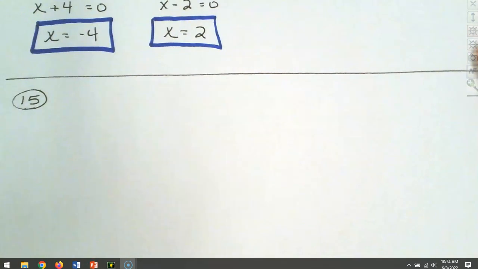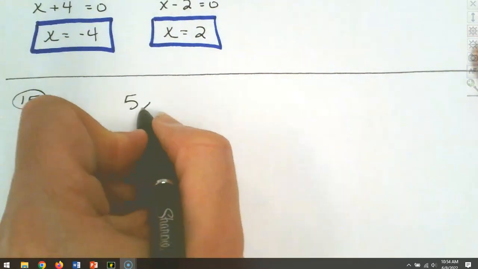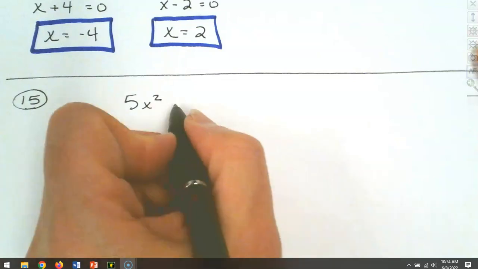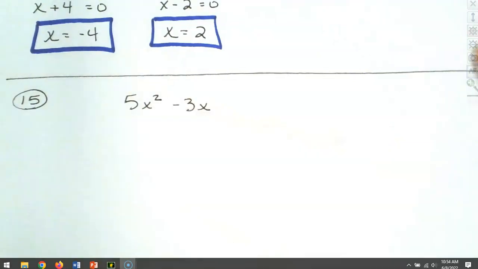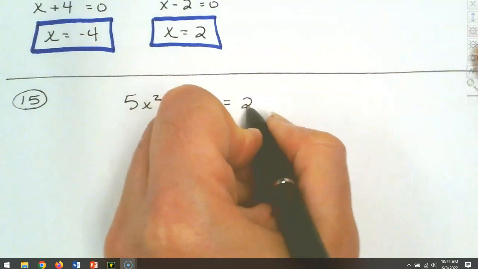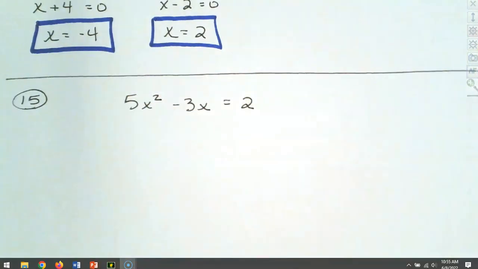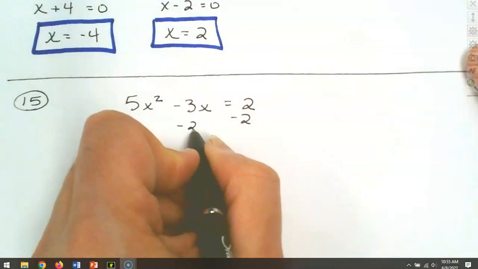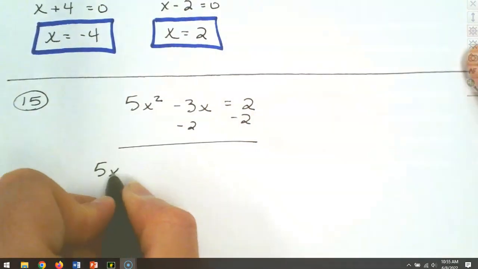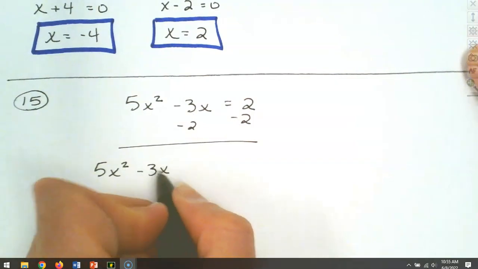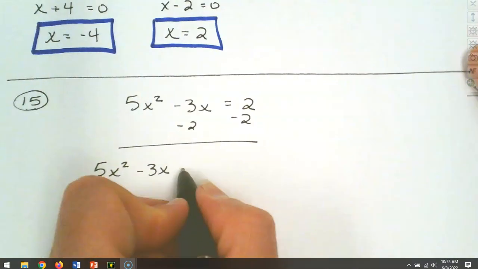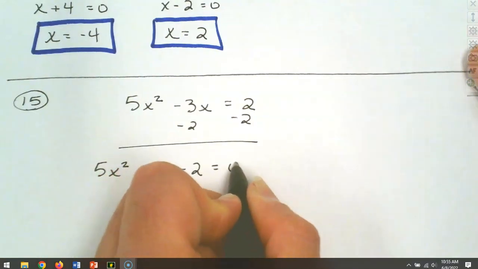So in question 15, we have 5x squared minus 3x equals 2. We're using zero factors. So what's the very first step? It has to be equal to 0. So we're moving that 2 over. So that's 5x squared minus 3x minus 2 equals 0.